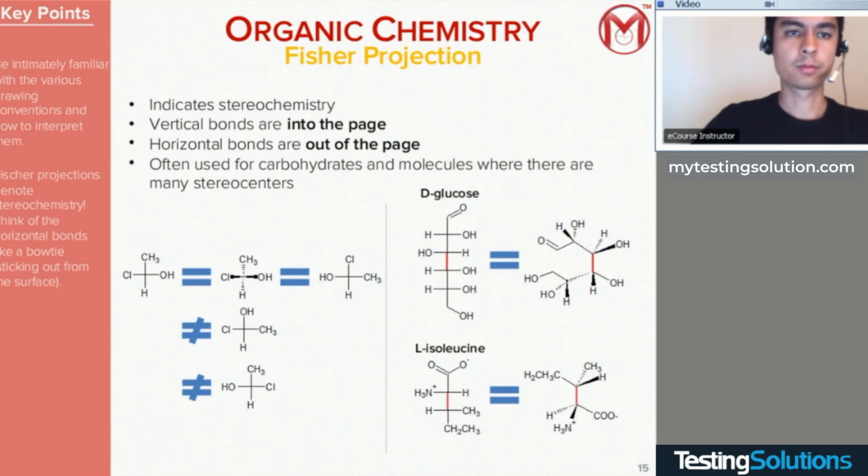Now, after we've done all that work, I'll tell you a little trick. For carbohydrates that are drawn in their proper Fisher projection, that is, the carbonyl is furthest towards the top, and normally carbohydrates should be drawn like this.